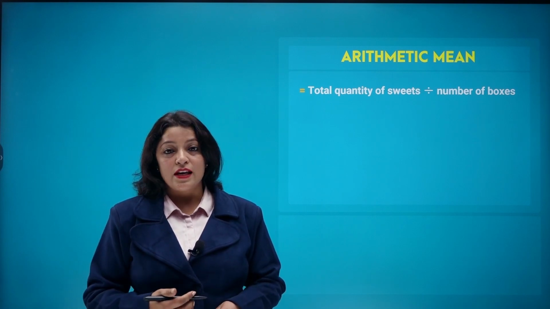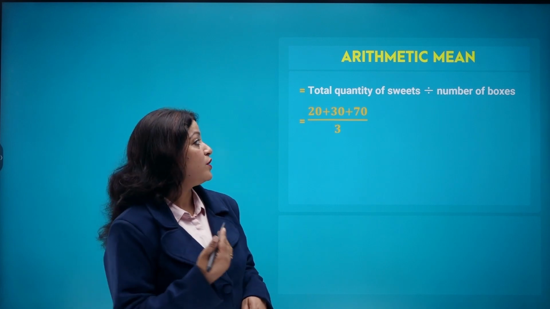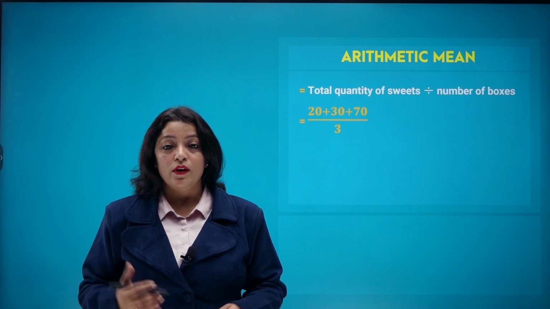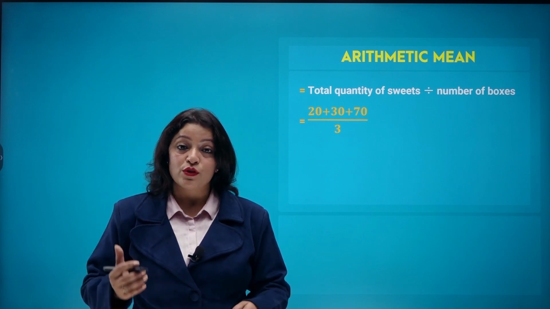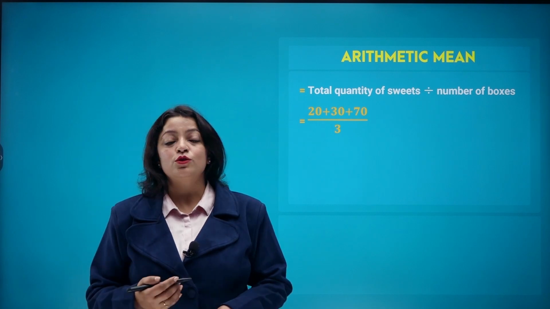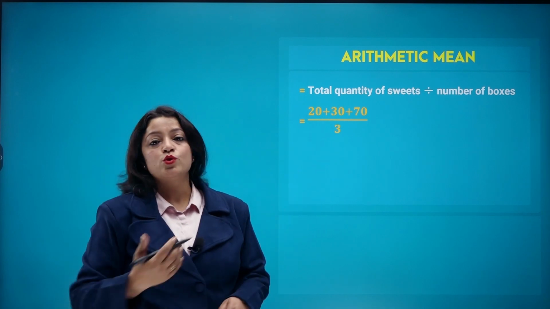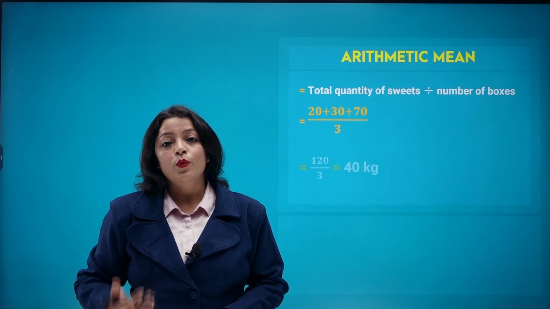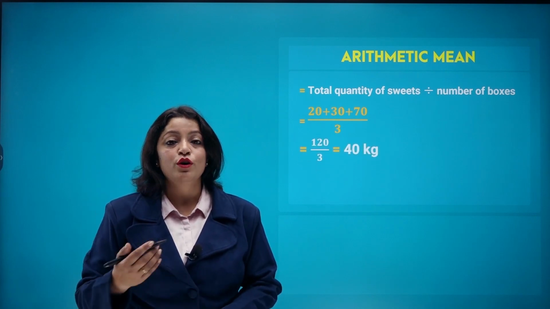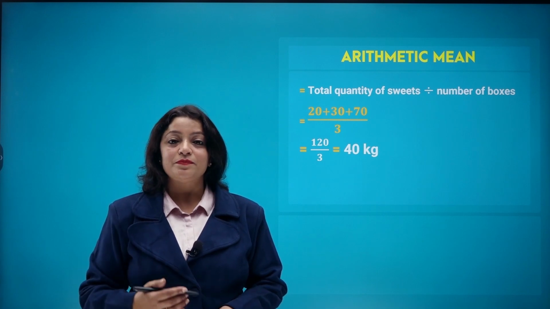So, here in this case, we have to add 20, 30 and 70, because this was the weight of the individual quantity of the sweets in the box. And how many boxes were there? There were 3 boxes. So, we have to divide it by 3. So, 20 plus 30 plus 70 will give you 120, when divided by 3 will give you 40 kilograms.